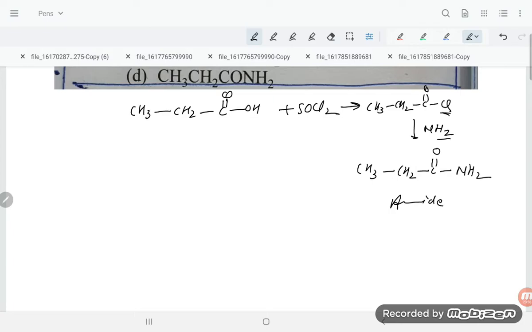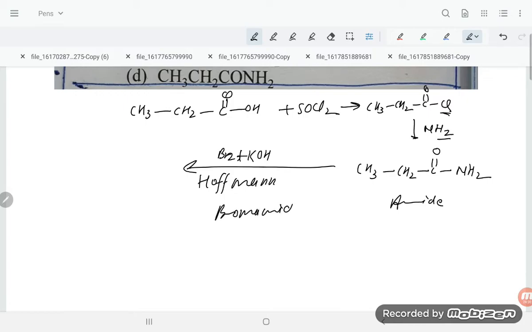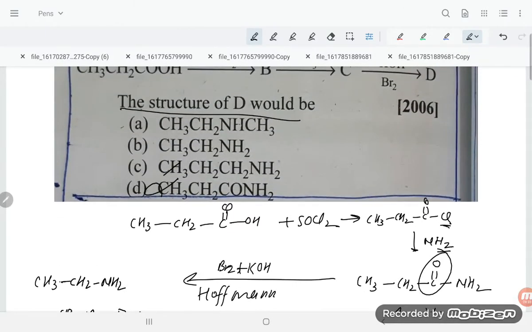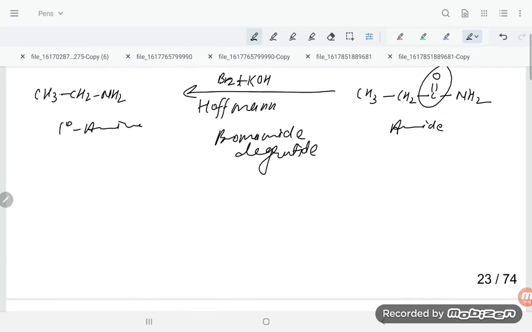Now this amide, if you are treating with Hofmann bromamide degradation reaction, Br2 plus KOH, this is the Hofmann bromamide degradation. So if you are doing degradation, this group will be out. So what will be there? The compound CH3 CH2, and this will be NH2. So this is a 1 degree amine you are going to get. CH3 CH2 NH2. Option number B is correct, student.